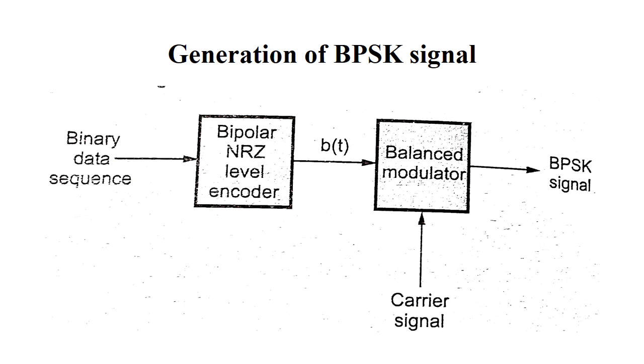The BPSK signal can be generated by applying the carrier signal to the balanced modulator. The baseband signal B of t is applied as the modulating signal to the balanced modulator. The NRZ level encoder converts the binary data sequence into the bipolar NRZ signal. Then we receive the pure BPSK signal.